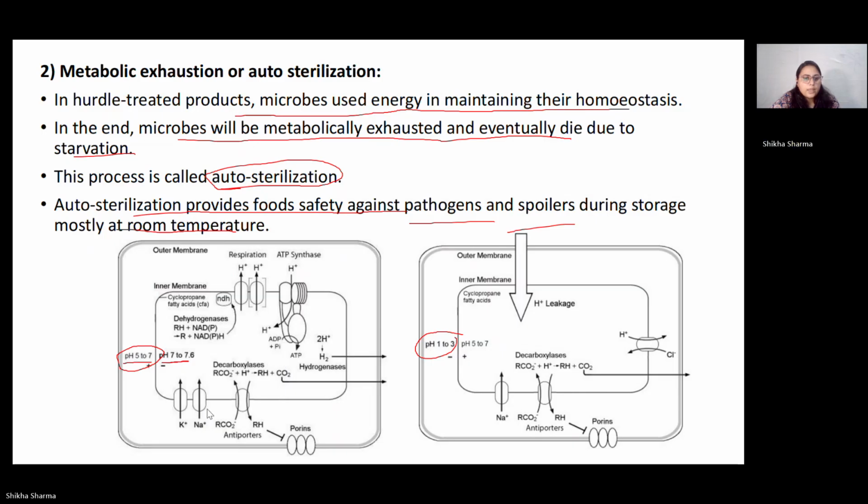This microorganism is trying to maintain its pH as per the surrounding environment. So when the pH is decreased further to 1 to 3, the pH inside the cell decreases from 7 to 7.6 to 5 to 7. So the microorganism is trying to maintain the homeostasis condition, and it is trying to maintain the pH condition according to its external environment.